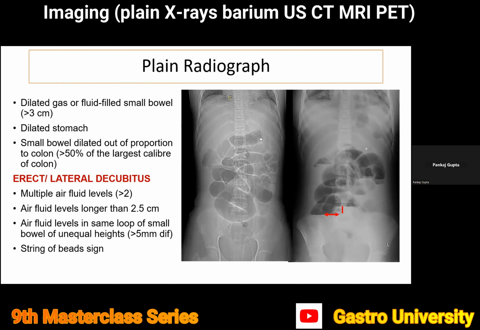In the absence of a Ryle's tube, a dilated stomach along with dilated small bowel also points to the presence of small bowel obstruction. When the small bowel is dilated out of proportion to the colon, that's another sign. In addition, on erect or lateral radiographs, multiple air fluid levels at different levels, longer than 2.5 centimeters, also suggest intestinal obstruction. Plain radiographs are also important to evaluate chest disease in patients in whom we strongly suspect abdominal TB, and to look for features of intestinal perforation in the form of air under the diaphragm.